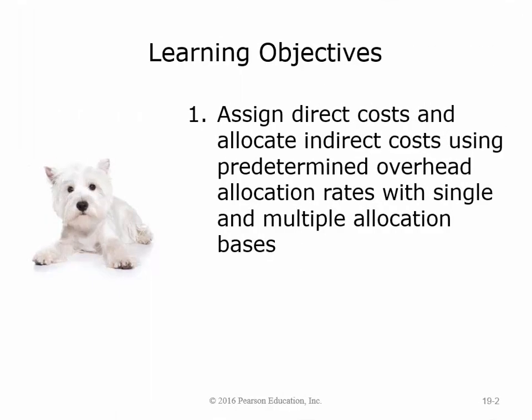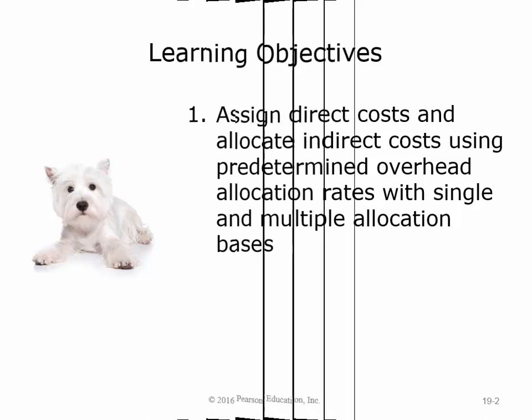So here's what we're going to do. We're going to assign direct costs and allocate indirect costs using a predetermined overhead rate. You're like, wait a minute. Haven't we been doing that for like 3 chapters? Except this time we're taking it to a new level and we're using multiple allocation bases. What? I know, I'm about to have your mind blown, right?